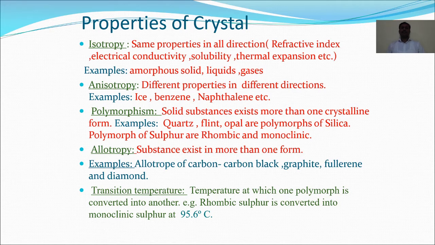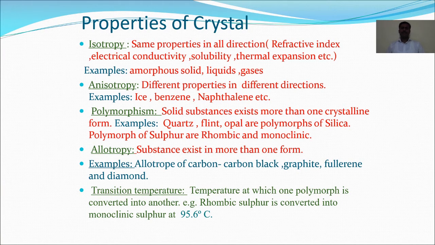Polymorphism: a substance exists in more than one crystalline form, or in other words, existence of a substance in more than one crystalline form is called polymorphism. Examples are quartz, flint, opal, which are polymorphs of silica. Polymorphs of sulfur are rhombic sulfur, monoclinic sulfur.